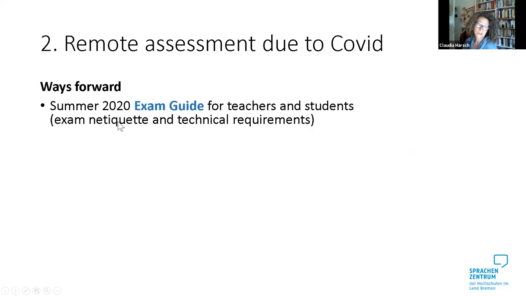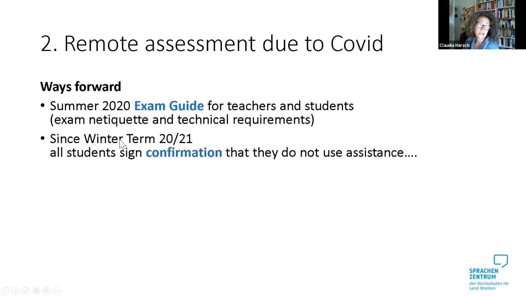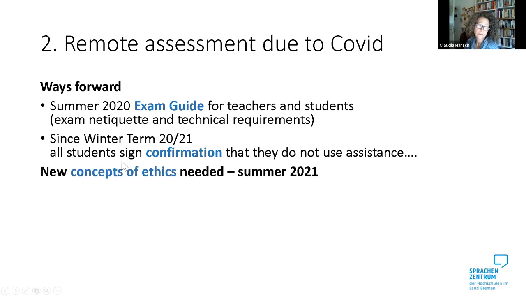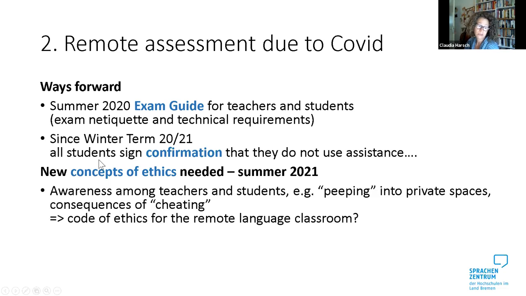Ways forward, what we have done. Last summer, we developed an exam guide together with our teachers, for teachers and students, an exam etiquette and technical requirements. Then since winter last year, all students have to sign a confirmation that they do not use any assistance. That's university-wide. And this summer, we're going to look into revising our understanding of ethics during an exam together with our teachers. We would like to develop awareness amongst the teachers and the students, because in a way, the teachers peep into private spaces of our students. And on the other side, we need to discuss with our students the consequences of cheating.